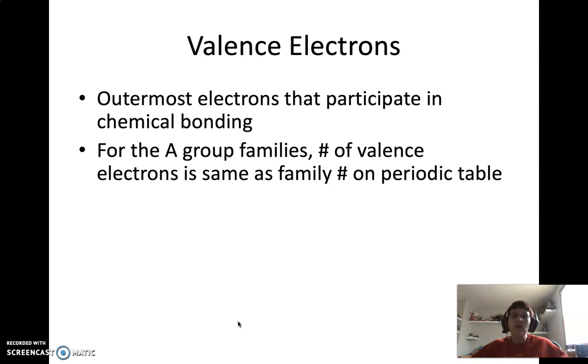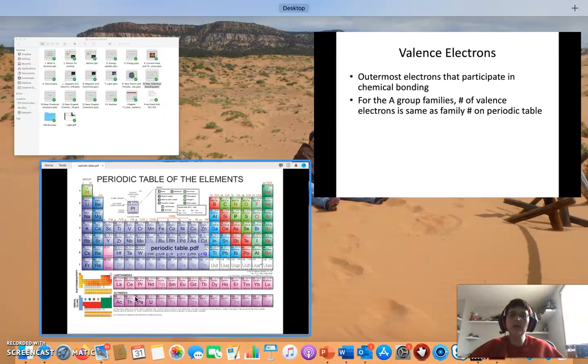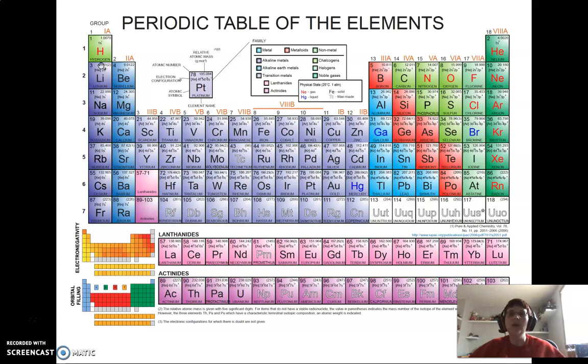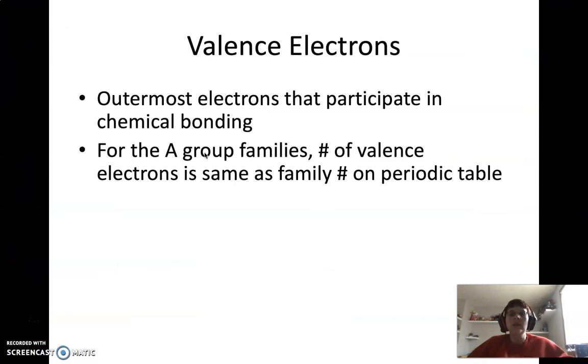For the A group families, remember those are all of the elements on the periodic table that are not transition metals, these 2 columns over here and all of these on this side, so we're leaving out the transition metals. We're not going to play with those. The number of valence electrons is the same as its family number or group number on the periodic table. The exception is helium, because it is that period 1 element.